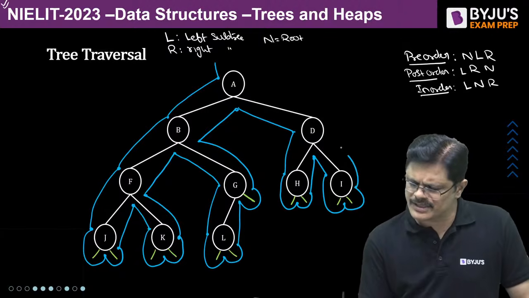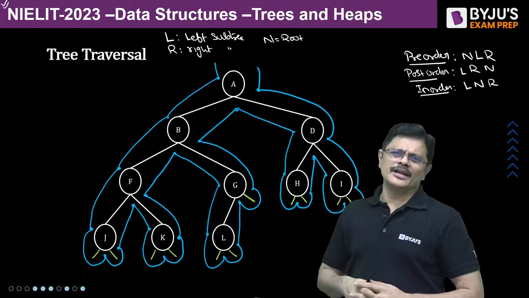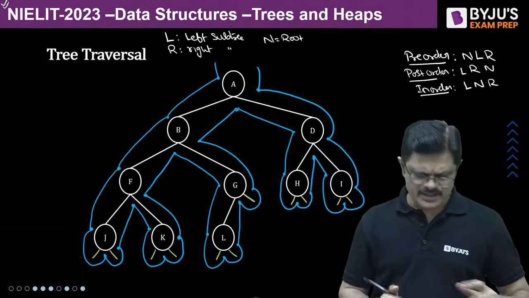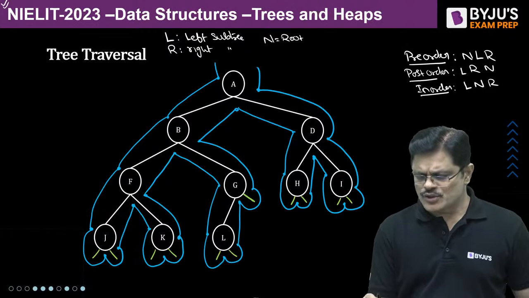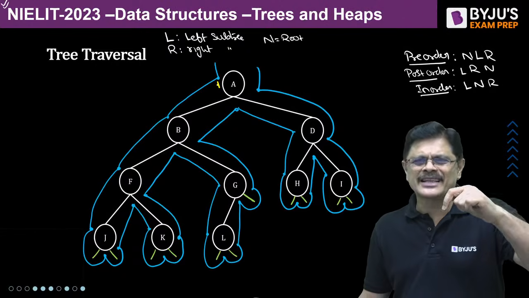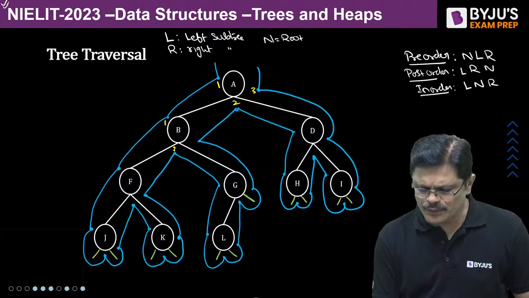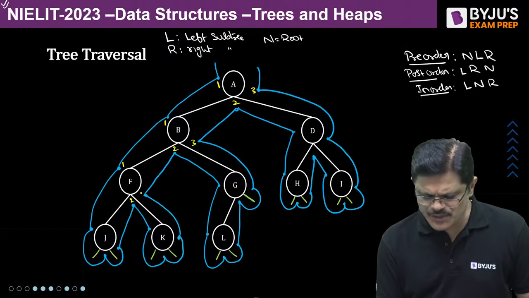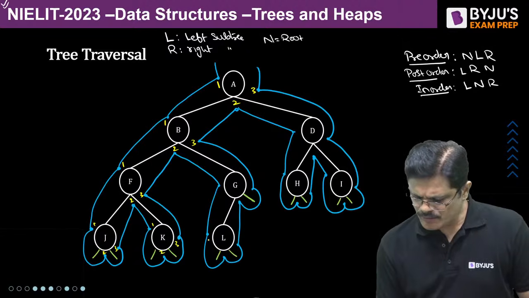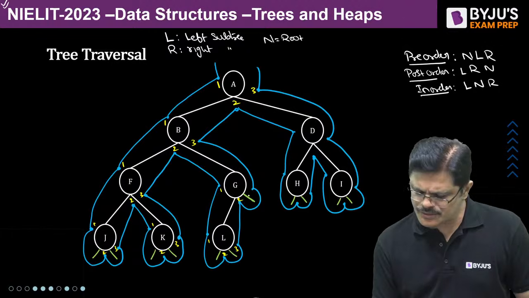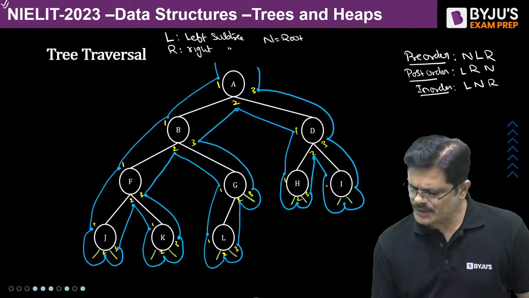So every node we visit 3 times here. This is the walk, you can call it. While walking, you visit every node 3 times: once on the left, once on the right, and once in the middle. Whenever you visit that particular node on the left, you call it 1, middle is 2, right is 3. Left is 1, middle is 2, right is 3. 1, 2, 3, again 1, 2, 3.